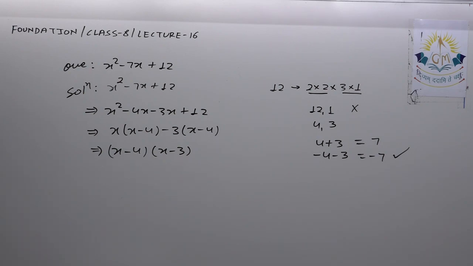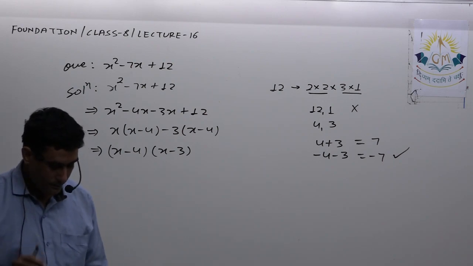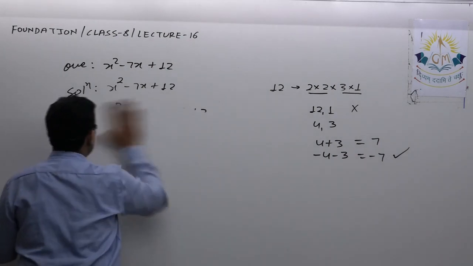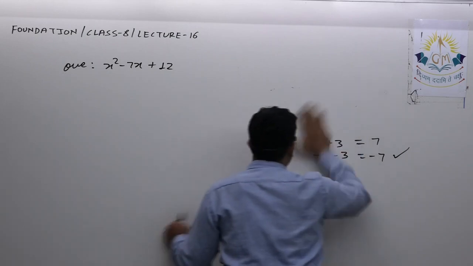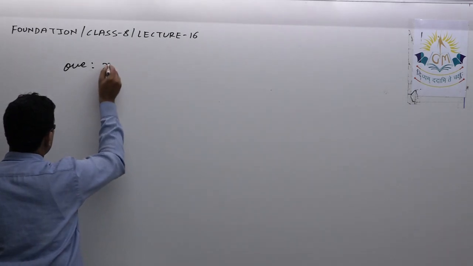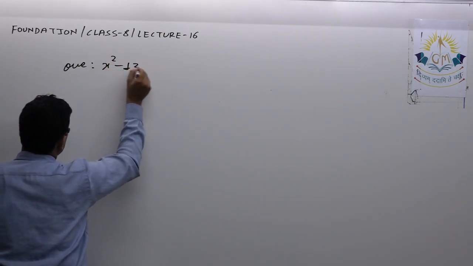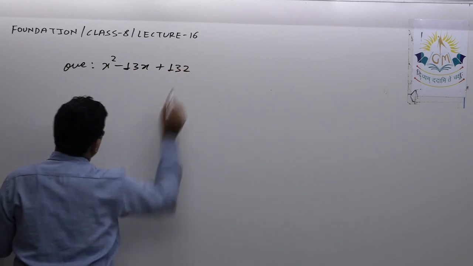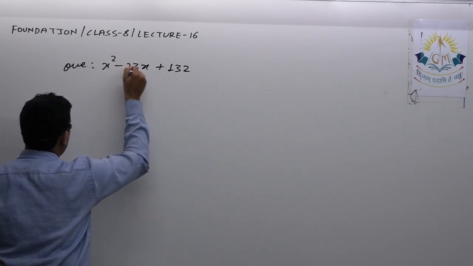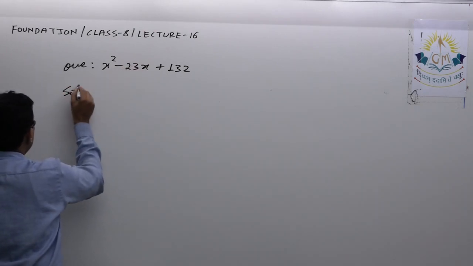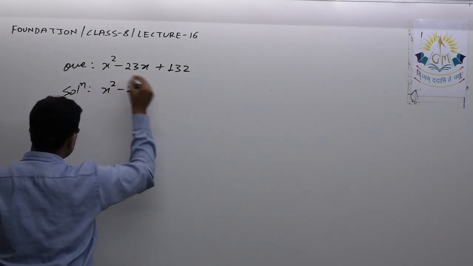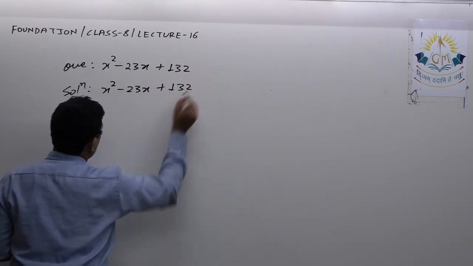Okay, now let us see the next question: x square minus 23x plus 132. See, the method is the same. First you have to check whether the given expression is in standard form or not. Then second, we check whether the first term of the given expression is positive or not. Yes, it is in the standard form, as well as the first term is positive. So we can start directly.